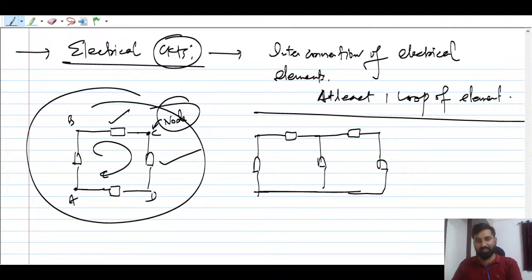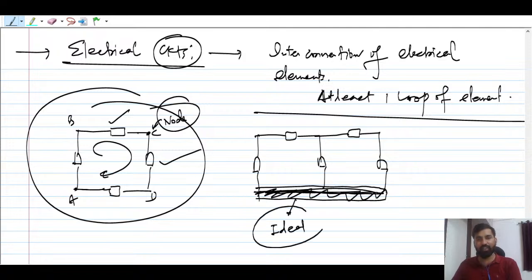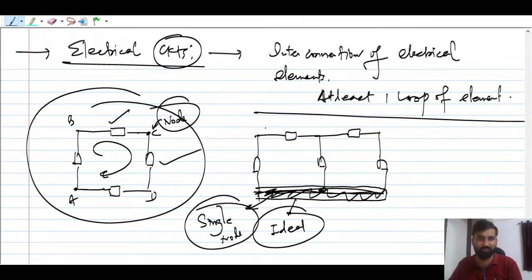So you see, please remember, sometimes this kind of branch is given where there is no element. So this wire is what? This is ideal. There is no element at all. So you can say that this is a single node. If there is no element, you can consider it a single node. And this is going to be a node here, and this is going to be a node here, where the elements are joining.